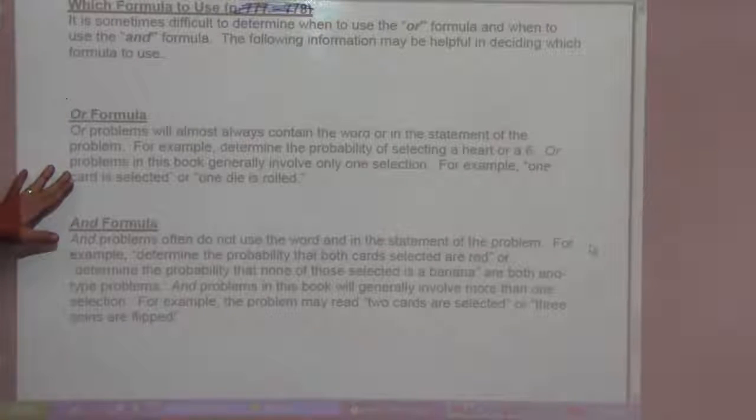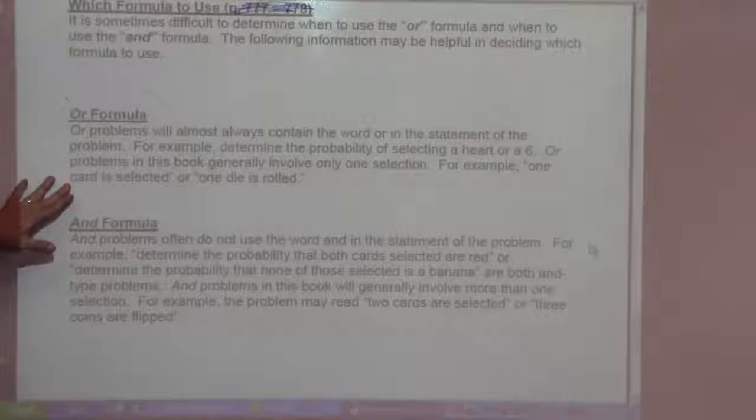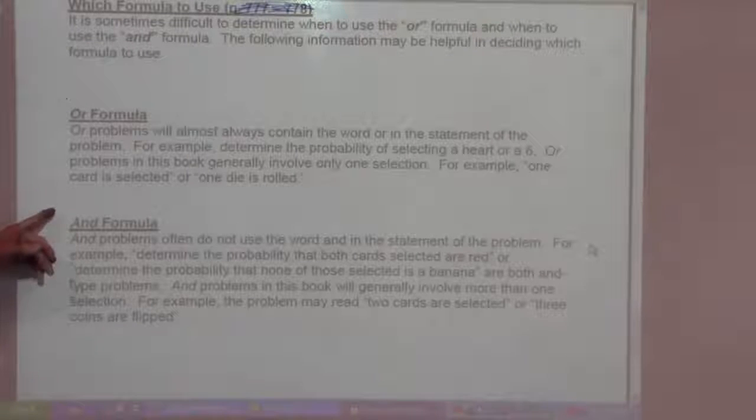OR problems in this book generally involve only one selection. For example, one card is selected or one die is rolled.